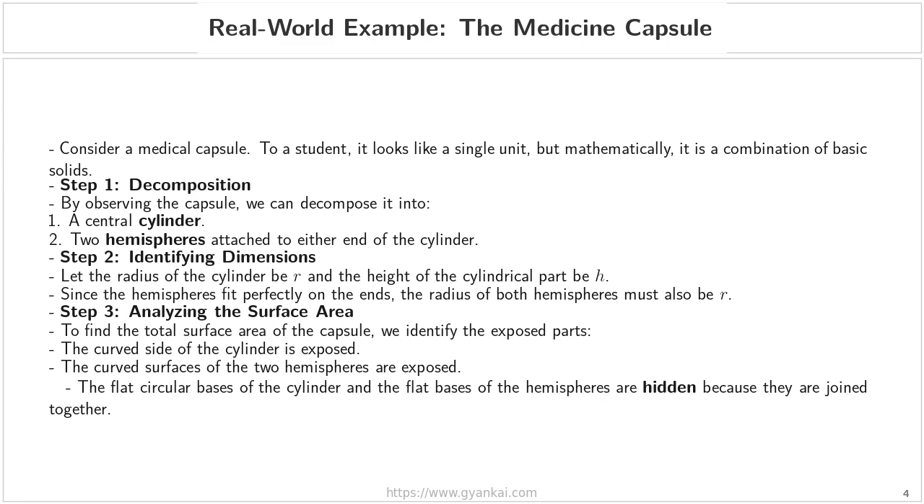Remember from our previous slide that we only care about the exposed surfaces. In this case, the curved side of the cylinder is exposed, and the curved surfaces of both hemispheres are also exposed. However, the flat, circular bases of the cylinder and the flat bases of the hemispheres are now hidden because they are pressed against each other inside the capsule. We must exclude these internal faces from our total.